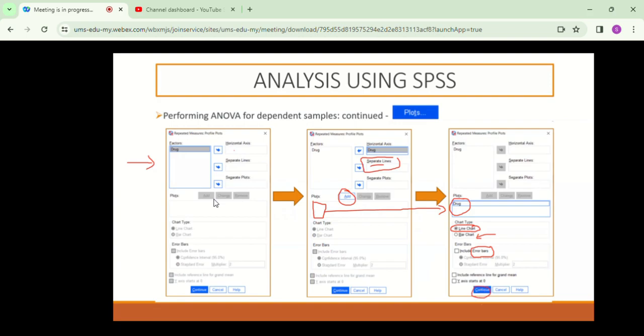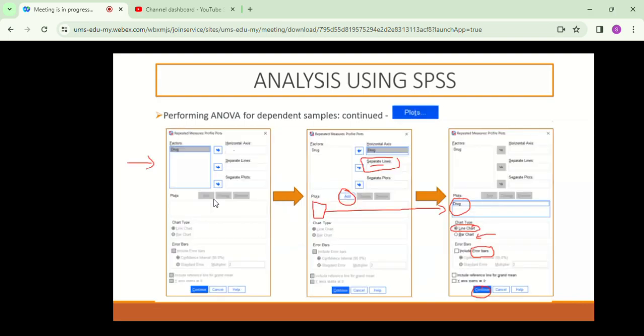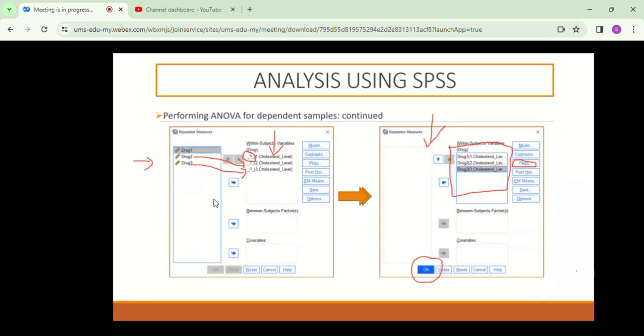When I click continue, it will go back to this dialog box. And then this time, I click another button, which is options. So another button is here, options. The last one. Mana saya punya cursor ni, saya tak nampak.